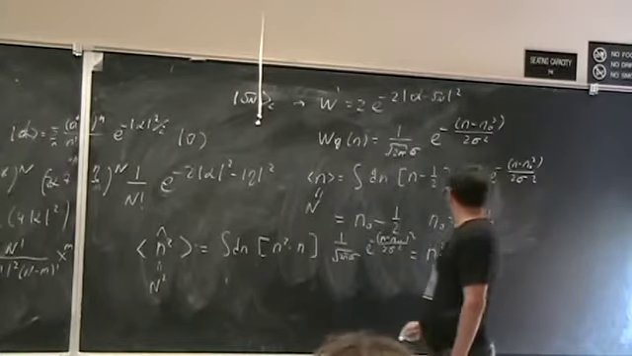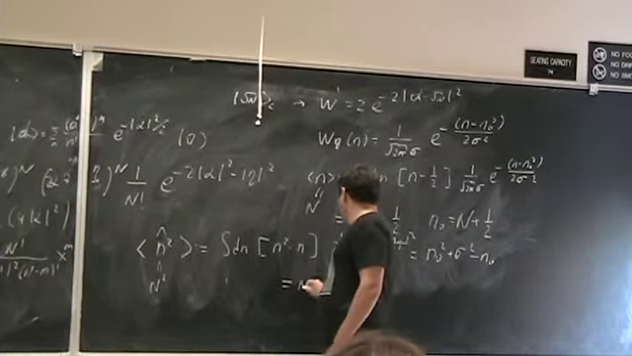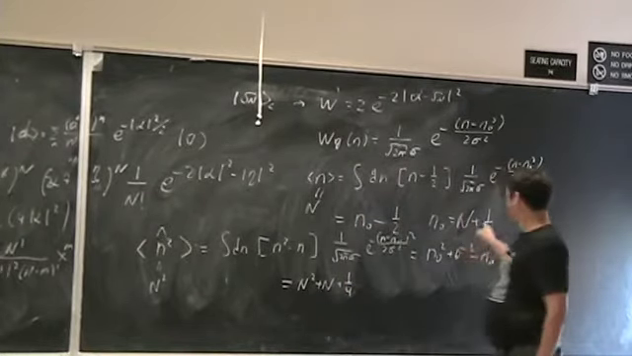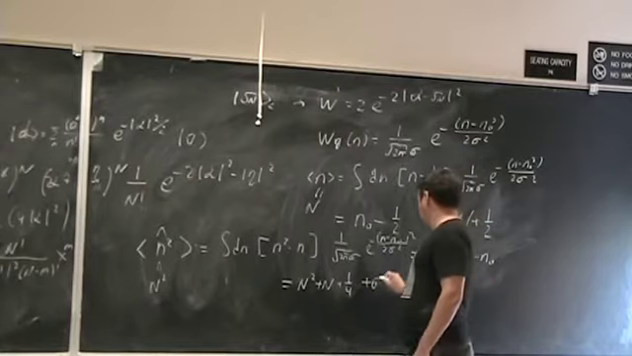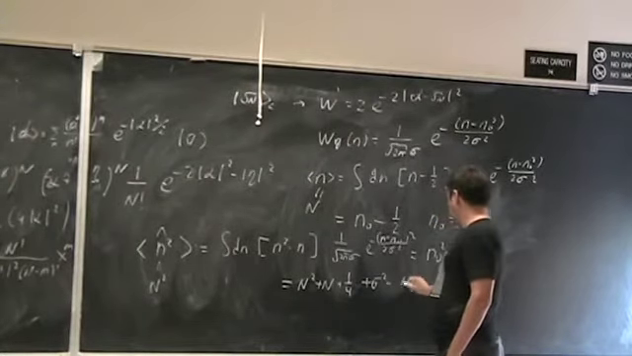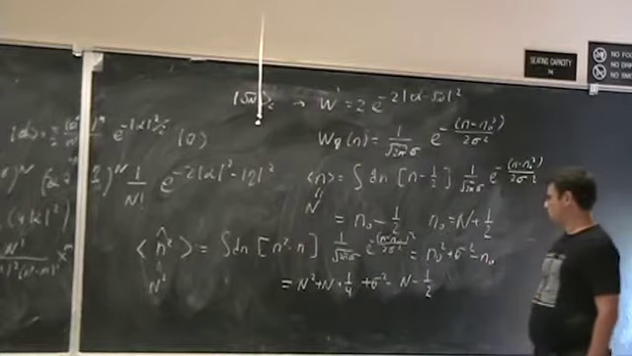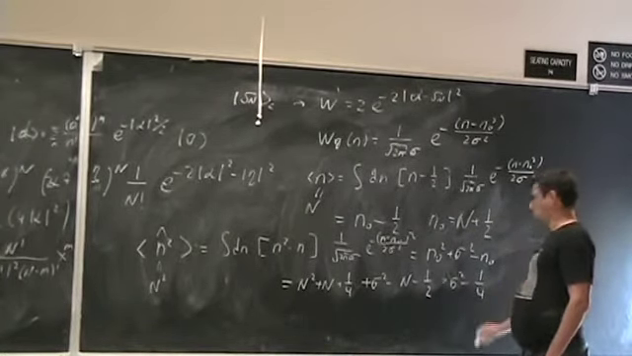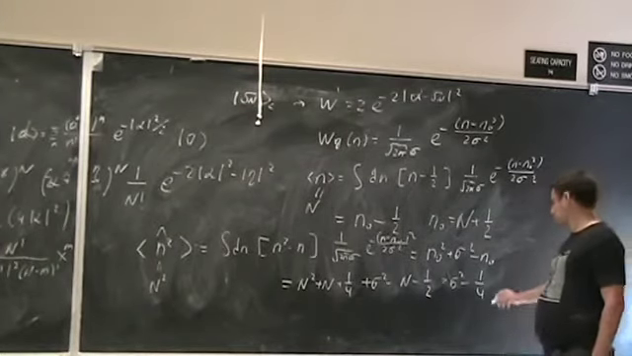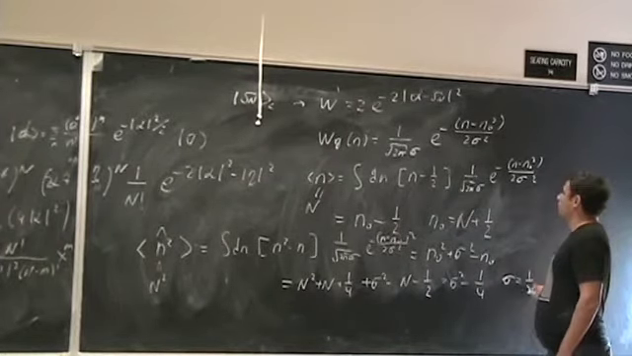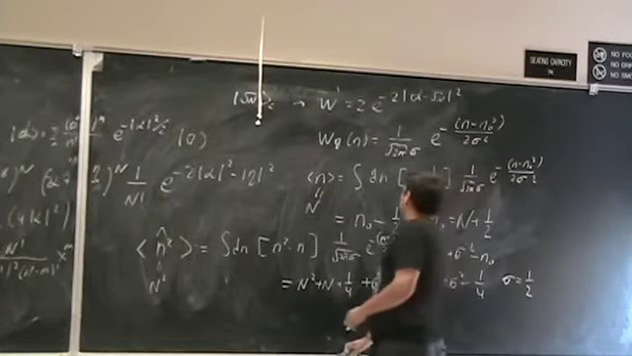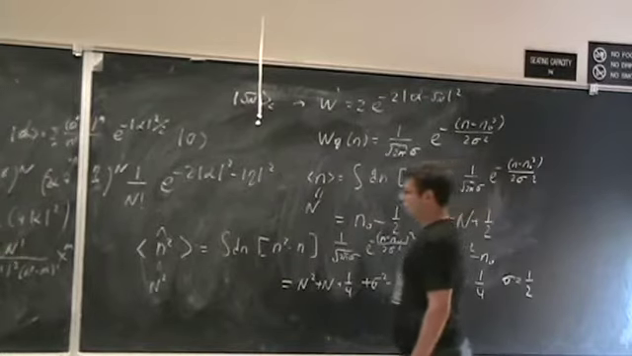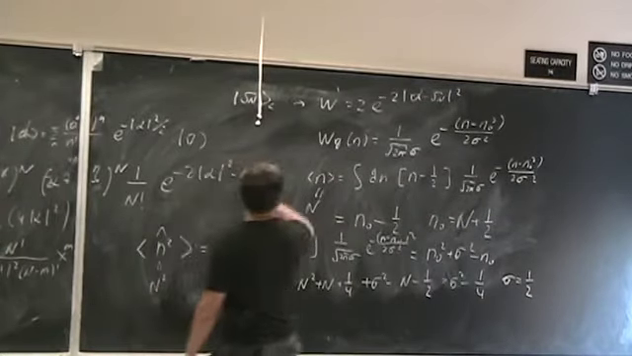But we already know what n naught is. So this is the same as n squared plus n plus 1/4. So this is n naught squared. We have plus sigma squared. And then we have minus n minus 1/2. So we get sigma squared minus 1/4. I get a very simple result that sigma squared is just 1/2. So it just turns out that instead of writing this complicated Laguerre polynomial, I can do something much simpler.